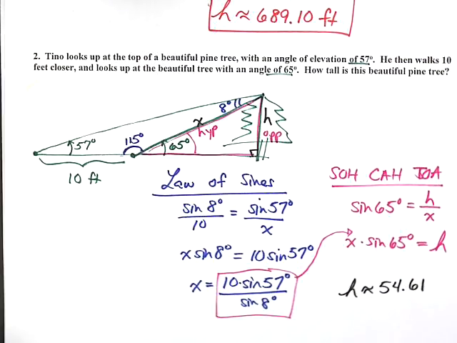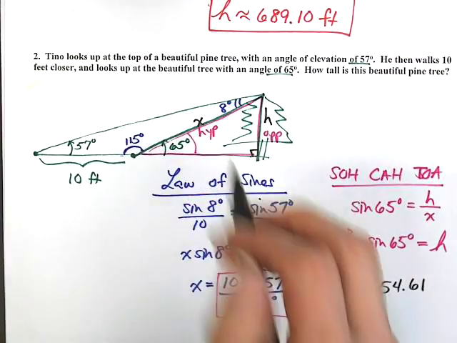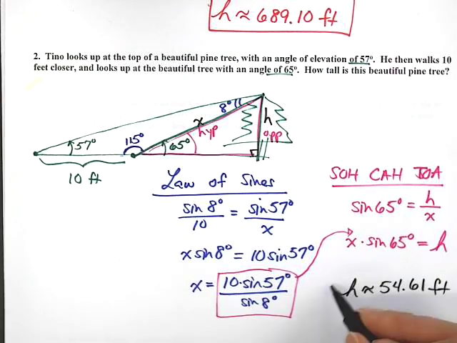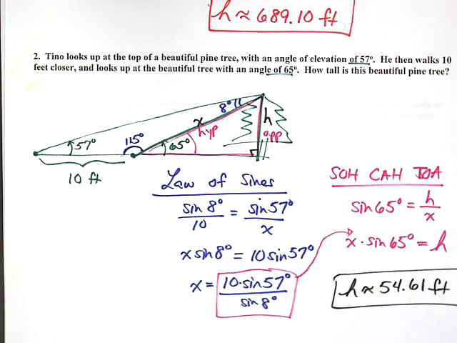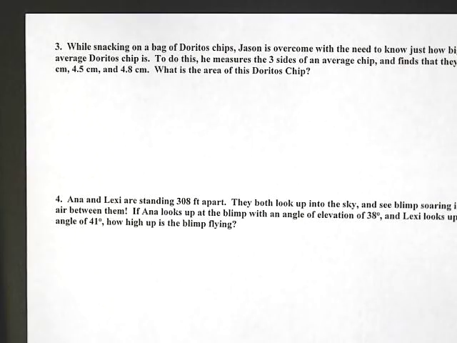54.61. How about some units? This is feet. Feet, that makes sense for a tree. Okay, total answer, nicely rounded at the end. All right, what else can we do with law of sines?